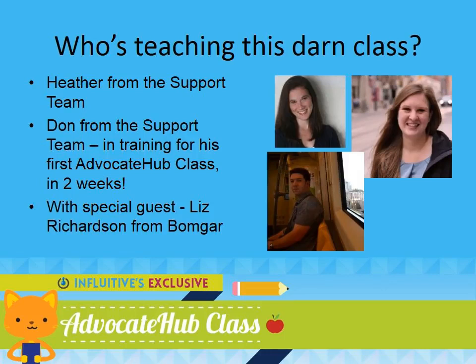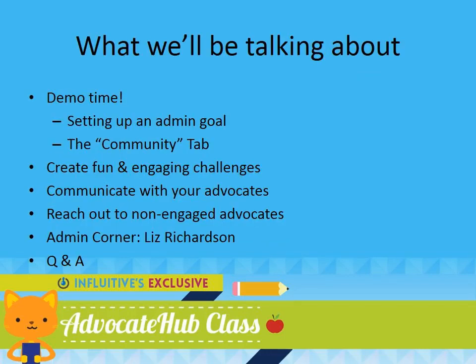So let's get started. What are we going to be talking about? First, we're going to do some quick demos. I'm going to show you how to set up an admin goal, and we're going to quickly review the Community tab, which is a new feature that was launched today. Then we're going to talk about a few different strategies for engaging or re-engaging your advocates, and then we're going to hear from Liz. And then, of course, we'll have time for questions. At the end, you'll be able to submit audio questions if you'd like, or you can just submit them in the chat window on the side of the screen, and we'll answer them as we go, and we'll save maybe the larger questions for the end of the class.